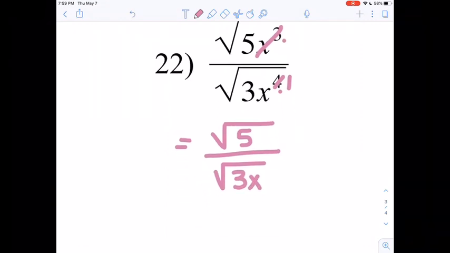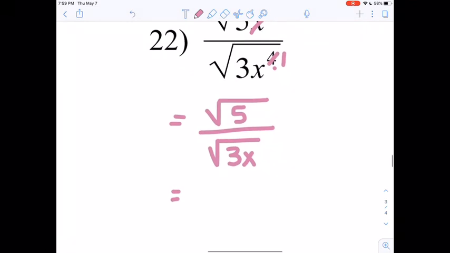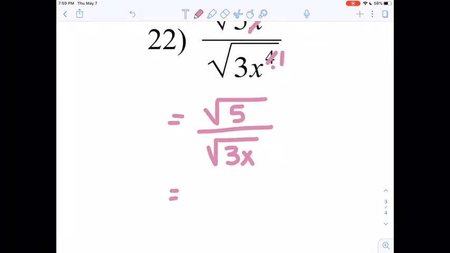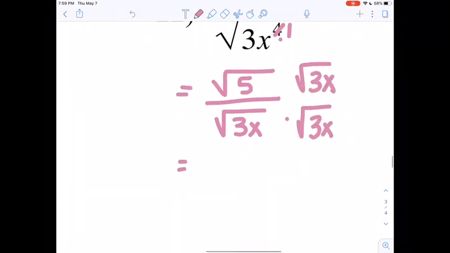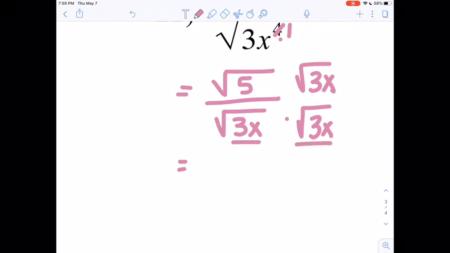And I can't simplify further. I can't have that square root in the denominator. So multiply by that exact radical. Everything that is inside of that square root, you have to multiply it by exactly. So I'm going to multiply by the square root of 3x. Okay, it's got to be exactly as the denominator.